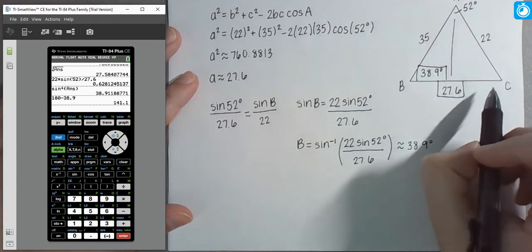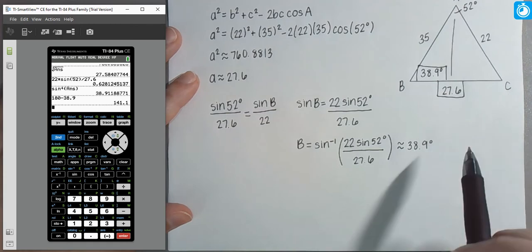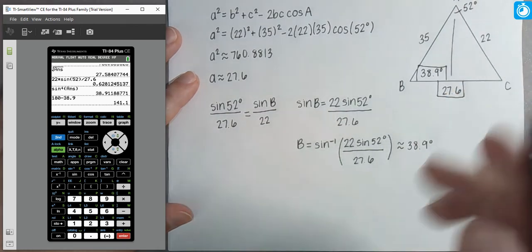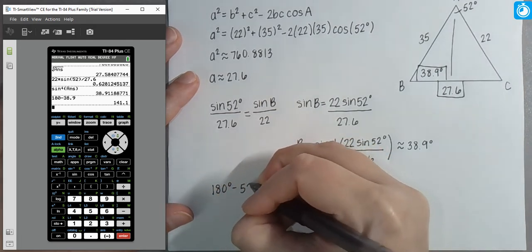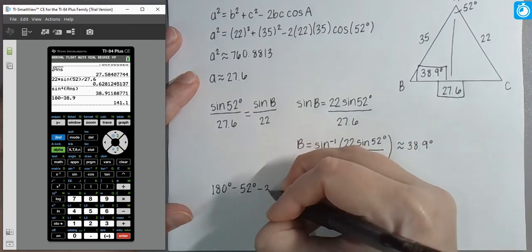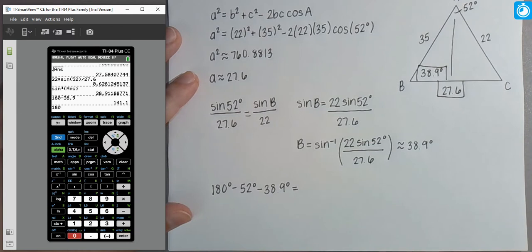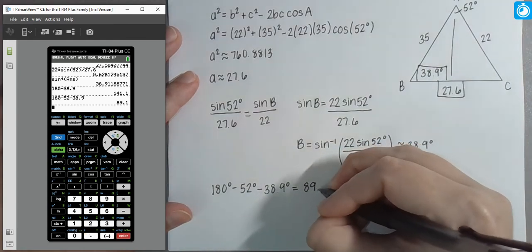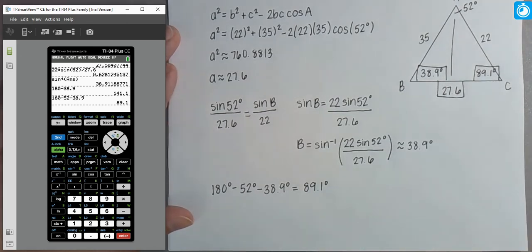So that leaves us with angle C, which we know has to be the largest angle because it's opposite our largest side. Now we don't have to use law of sines here because now we have two angles. So we can just use that relationship to 180. So 180 minus the 52 degrees we were given minus the 38.9 degrees we just found. So 180 minus 52 minus 38.9, and that's going to give us 89.1 degrees. So angle C has a measure of 89.1 degrees.